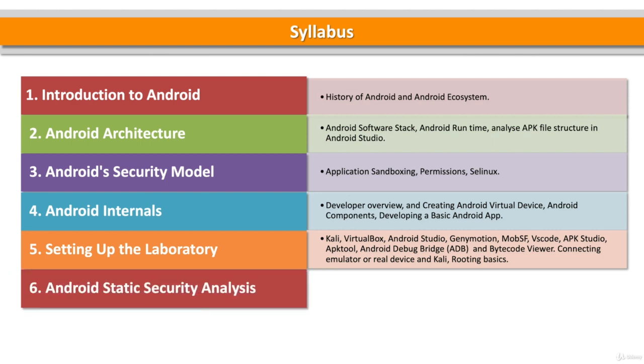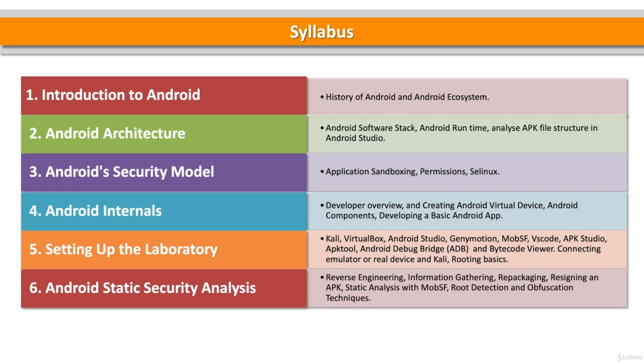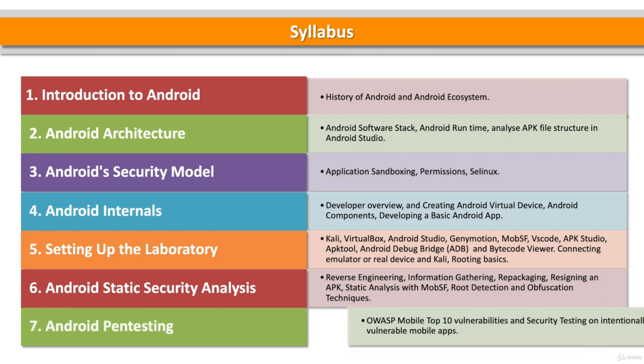Now, Android static security analysis is an entire section devoted to reverse engineering an APK file, information gathering, repackaging, reassigning an APK, static analysis with MobSF, root detection, and obfuscation techniques. And then we get to Android pen testing. So in this section, this is where you'll learn OWASP Mobile Top 10 vulnerabilities, and you'll perform security testing on intentionally vulnerable mobile apps.